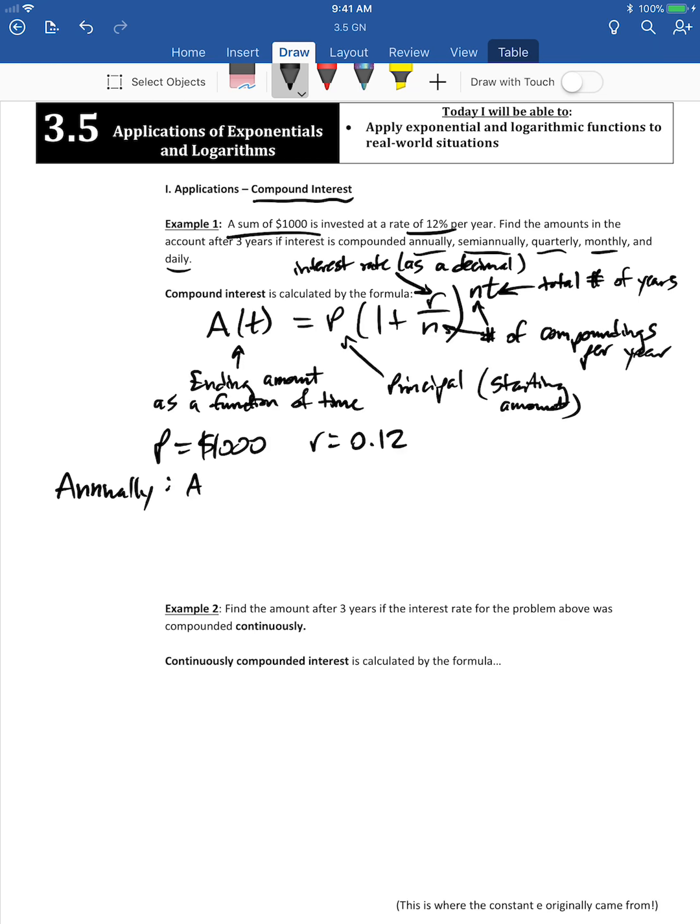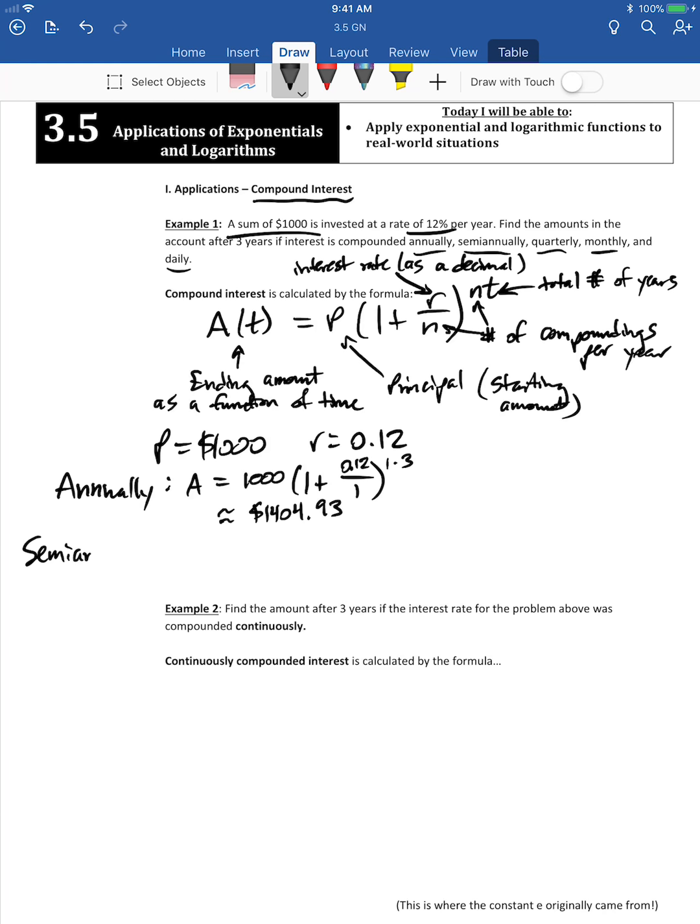So annually, A equals 1,000 times 1 plus r, which is 0.12, over n. Annually means we're compounding once a year, so n is 1, and then our t is 3 in 3 years. If I plug all of this into a calculator, I will get about $1,404.93. So that's really not bad. After 3 years, I made over $400. So I almost made 50% of what I put in. That's pretty great.